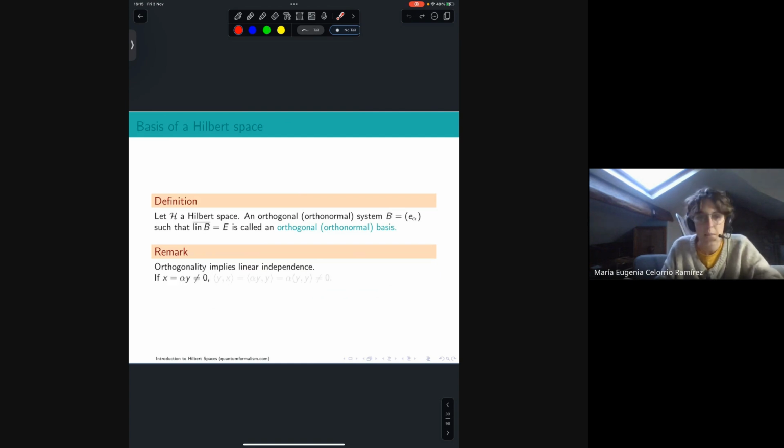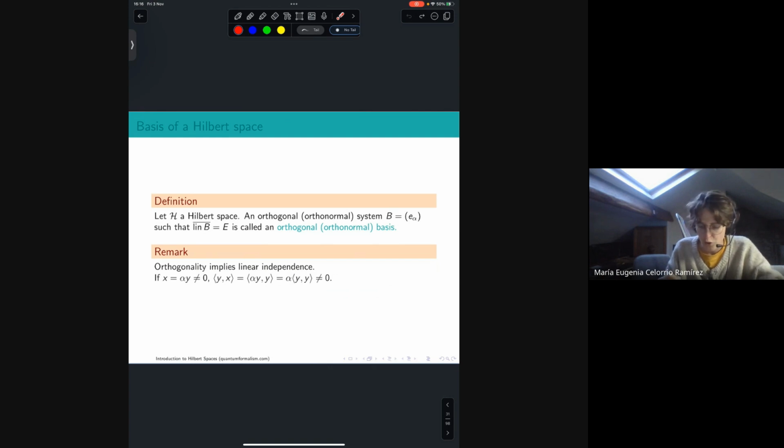Because if we have two elements that are linearly dependent, so there exists an alpha in the complex numbers such that we can write one of the elements as a linear combination of the other. When we take the inner product of y and x, this is the same as alpha times the inner product of y with y, and if we remember, the inner product was linear in the first variable, so we can take the alpha out. And since we're assuming that this is different from 0, then alpha is not 0, and the inner product is not 0. So we don't have orthogonality between these two elements.